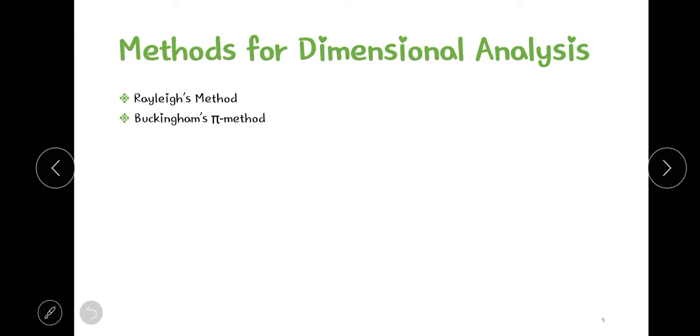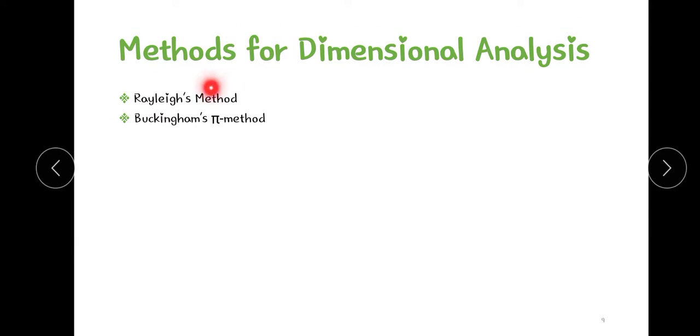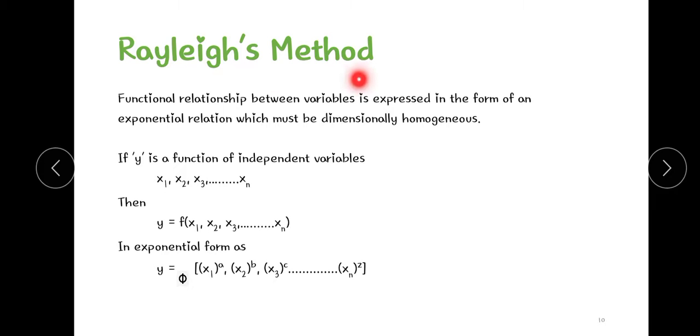The number of dimensional variables can be reduced to a smaller number of dimensionless parameters by several methods, and commonly two types of methods are used. First is Rayleigh's method and second is Buckingham pi method. There are two methods for reducing the number of variables. Now what are these methods and what are the procedures of these methods? What are the advantages and disadvantages? We will see.